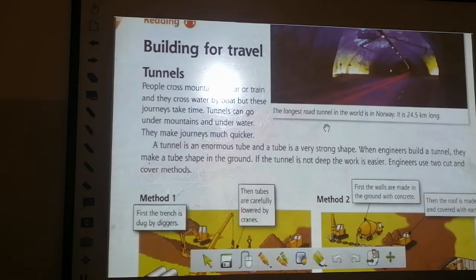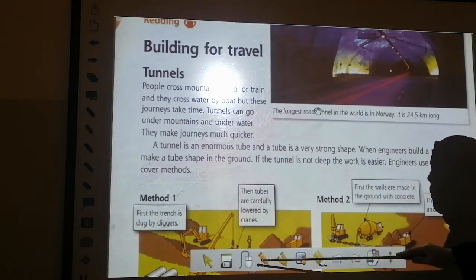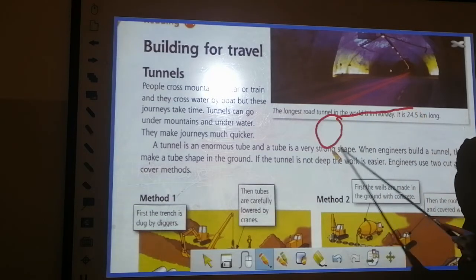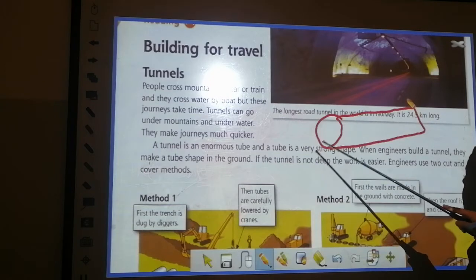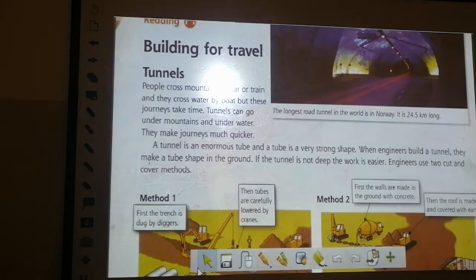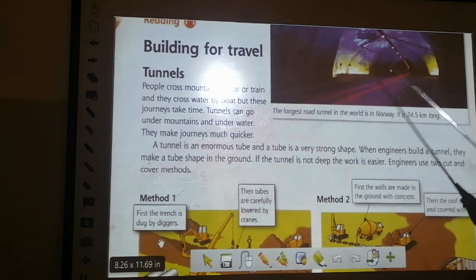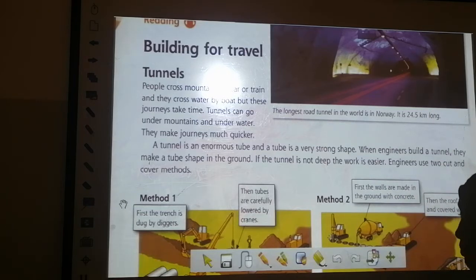What is a tunnel? A tunnel is an enormous tube. And a tube is a very strong shape. When engineers build a tunnel, they make a tube shape in the ground. So, how do engineers make a tunnel? They make a tube shape in the ground. If the tunnel is not deep, if I must make a tunnel in the ground but I mustn't go deep, the work is easier.